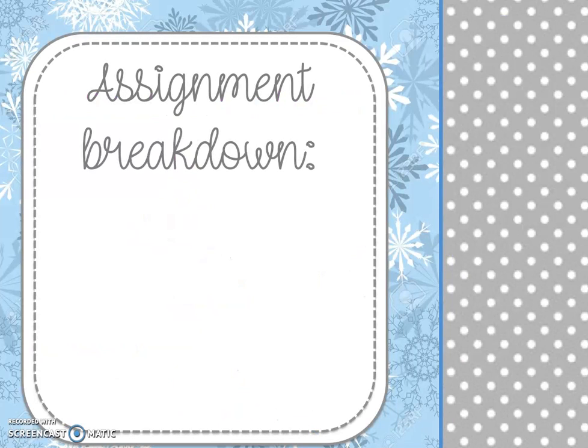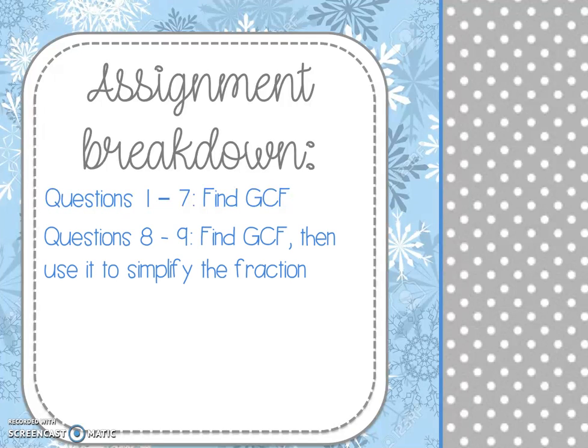But our assignment breakdown is a little bit different as you progress throughout the page. For the first ones, it's just like that. Questions 1 through 7, all you're going to do is find the GCF, multiply if you need to, and submit that answer. For 8 through 9, you're going to find the GCF, but then you have to do something with it. You're going to use it to simplify the fraction that they give you. We did that in class.